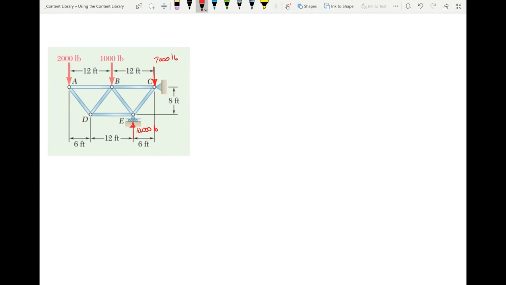So I'm looking at this truss and I'm seeing only two joints that we could start with. I want chat to help me out. What are those two joints that we could start with? A and C. Okay, so A and C. Mr. Page is exactly right.